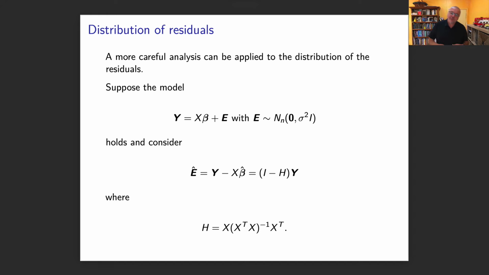Not quite though. Because if we think about exactly what the distribution of these residuals we calculate is, so our e hat. So e hat is y minus X beta hat. So you've got this noise estimate in there, which we can write as (I minus H)y, where H is our projection matrix, X transpose X to the minus 1 X transpose.